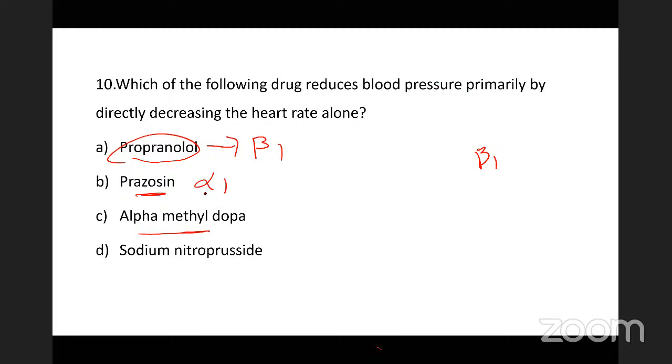Alpha methyl dopa is the centrally acting drug which inhibits the sympathetic flow. Sodium nitroprusside is an arterial and venous dilator acting by releasing nitric oxide. So propranolol is a non-selective drug which mainly acts by inhibiting the beta 1 receptors and decreases the blood pressure. So among the following options, the answer is propranolol.